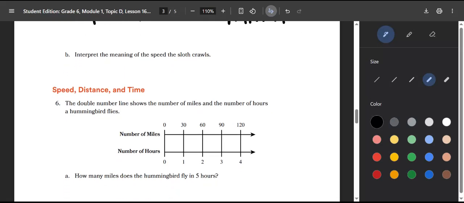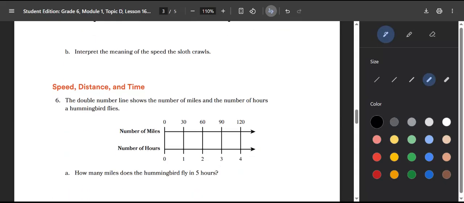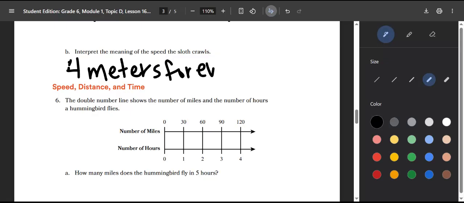B says, interpret the meaning of the speed the sloth crawls. Well, just like we've been doing, we're going to replace the word per with for every 1. The sloth crawls 4 meters for every 1 minute.